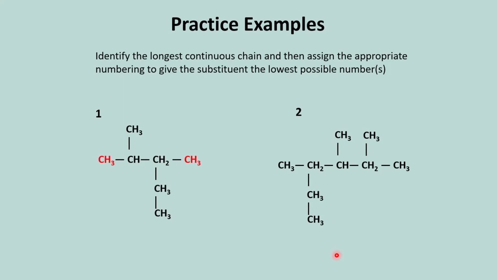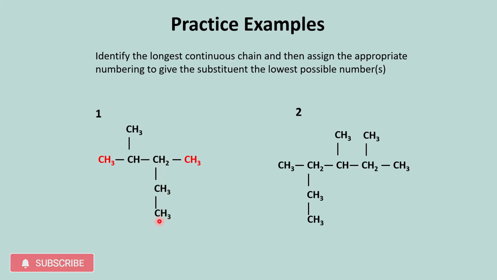So this is a practice example. Identify the longest continuous chain and then assign the appropriate numbering to give the substituents the lowest possible numbers, for number 1 and number 2. I'm going to help you with number 1. First of all, I have to identify the longest continuous chain, and it's obvious: 1, 2, 3, 4, 5 is the longest continuous chain, because this other chain is only 1, 2, 3, 4. So this is my longest continuous chain.